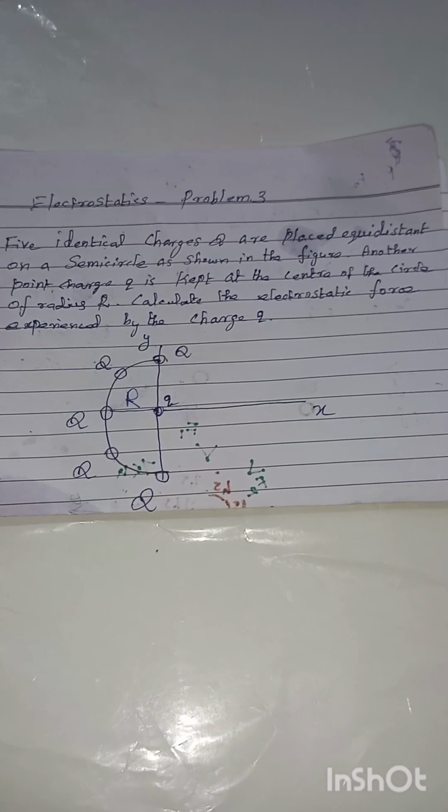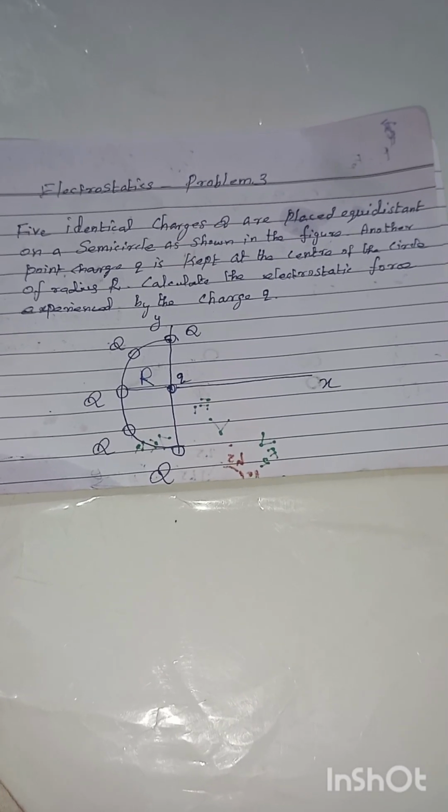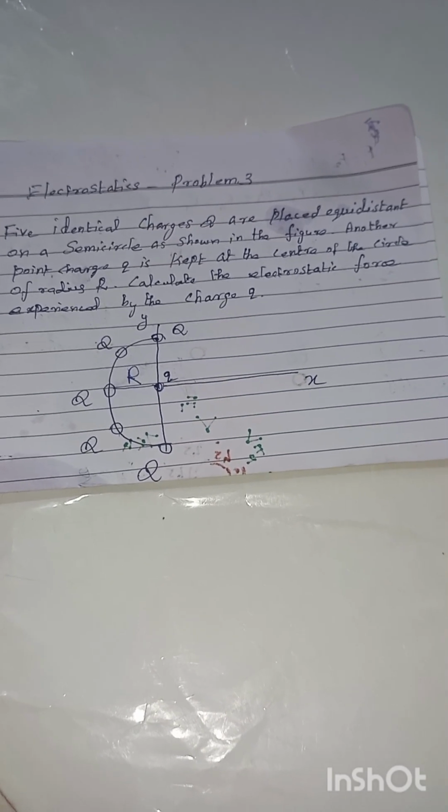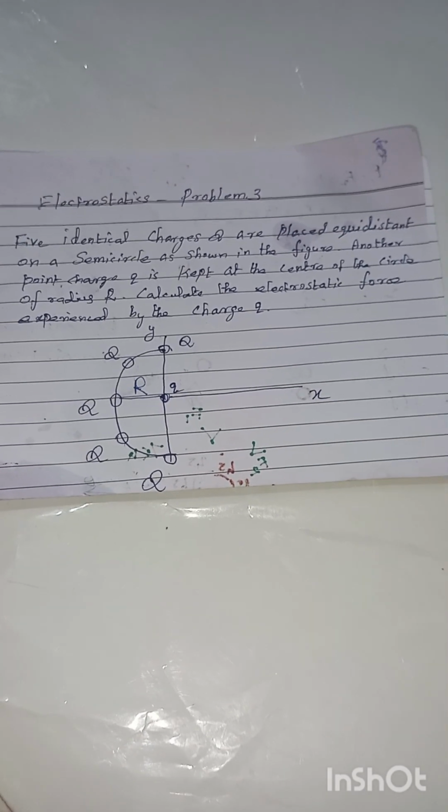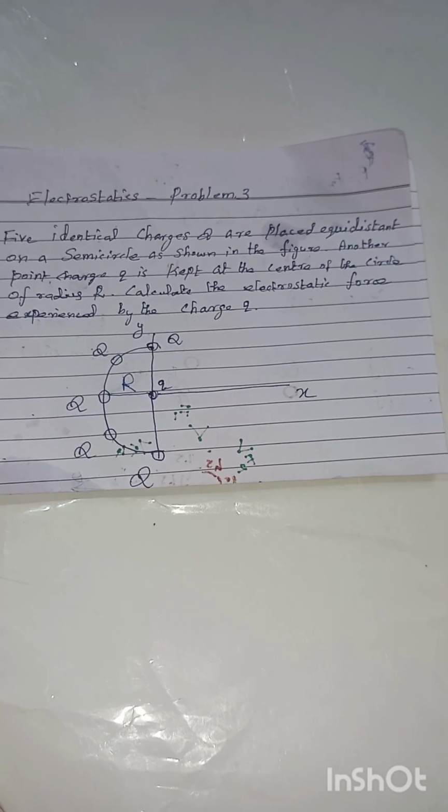Hello everyone. Today we are going to discuss problem number 3 under electrostatics in plus 2 physics. The problem is: 5 identical charges, capital Q, are placed equidistant on a semicircle as shown in the figure. Another point charge, small q, is kept at the center of the circle of radius capital R. Calculate the electrostatic force experienced by the charge q.